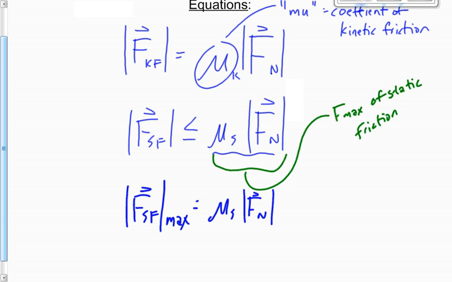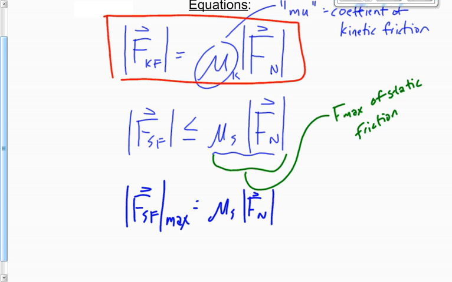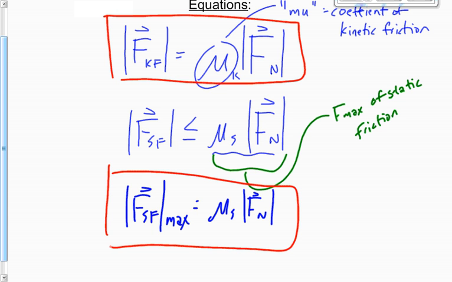So here's what we're actually going to use when we solve problems. This equation and this equation. But be careful, because it's this one and this one that appear on your data sheet. So what you've got to do is remember that, wait a second, this inequality here, static friction less than or equal to mu times the normal force, what we actually want to calculate is the max force of static friction, which is equal to this part of the inequality there.